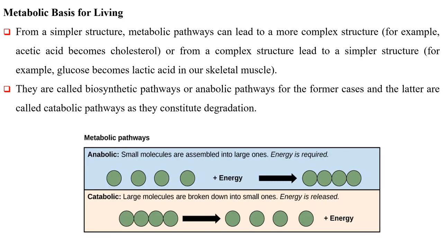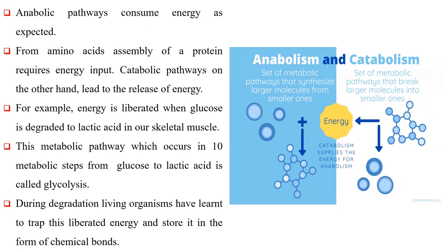Metabolic basis for living. Metabolic pathways can lead from a simpler structure to a more complex structure, or from a complex structure to a simpler structure. They are called biosynthetic pathways or anabolic pathways in the former case, and the latter are called catabolic pathways as they constitute degradation. Anabolic pathways consume energy as expected. Assembly of a protein from amino acids requires energy input.